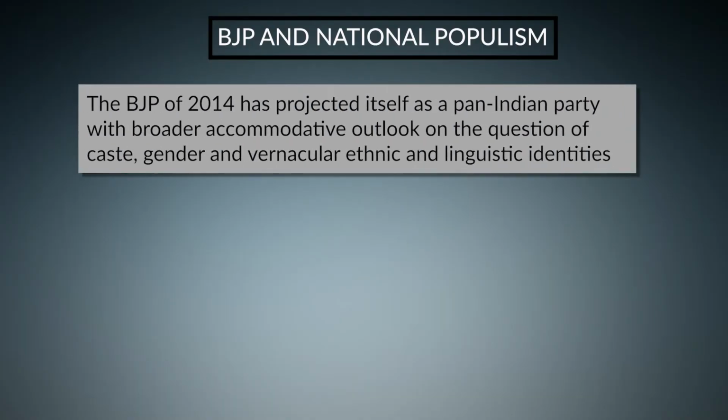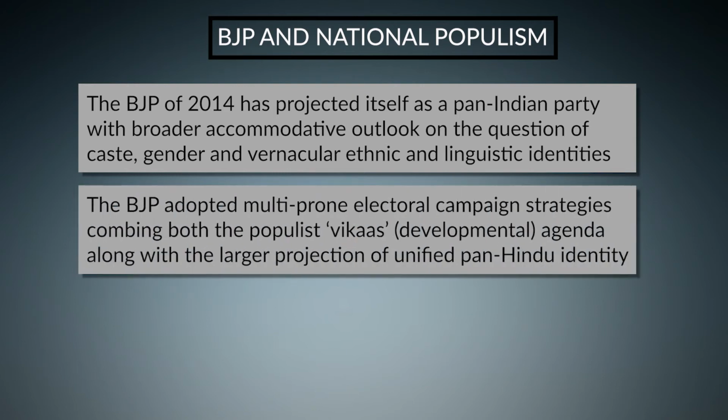In 2014 the BJP projected itself as a pan-Indian party with a broader, accommodative outlook. It's no longer the politics of the 1990s, which was restricted to upper caste, urban or semi-urban groups. It's no longer a Bania party in that sense. Now it has a broader, accommodative outlook, engaging with the questions of caste, gender, and vernacular, ethnic and linguistic identities. The BJP adopted a multi-pronged electoral campaign strategy, combining the populist idea of Vikas, development, with the projection of a unified pan-Indian Hindu identity.